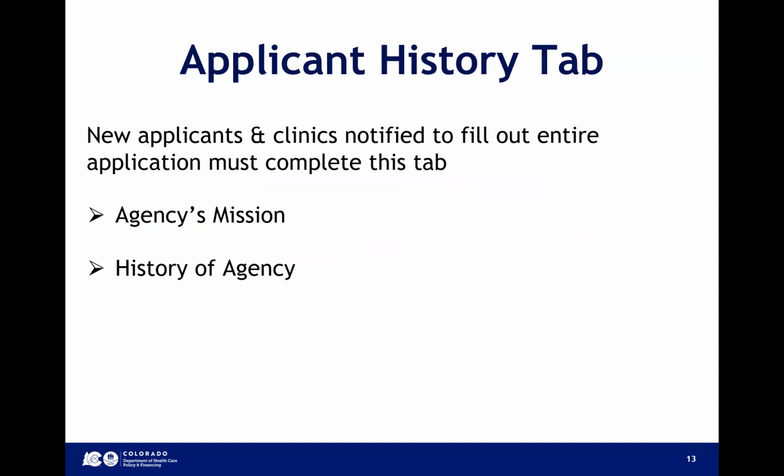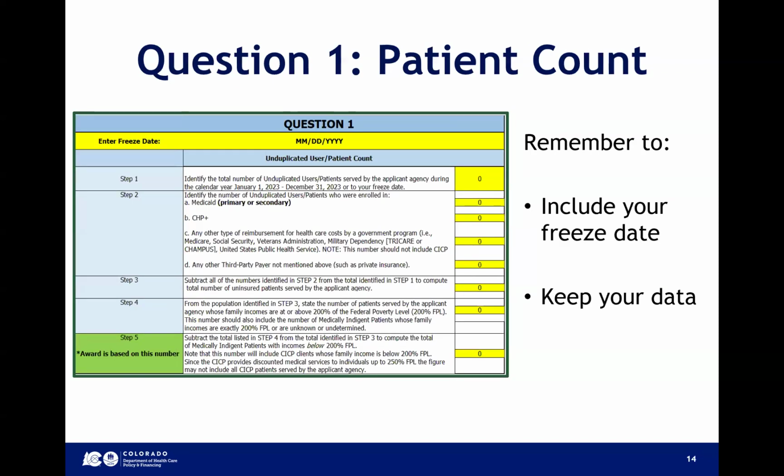The applicant history tab must be filled out by new applicants and clinics notified on February 2nd that they must fill out the entire application. The applicant history tab includes your agency's mission and the history of your agency. Question 1 is your patient count and the methodology used to come up with your medically indigent patient count. There are a few different steps to this, so we'll go through step by step, and then we'll come back to question 1 to review how to fill it out.